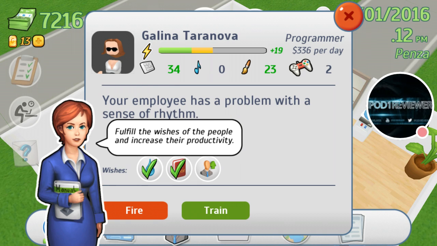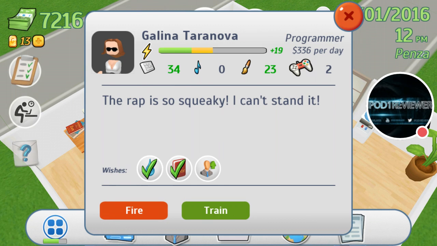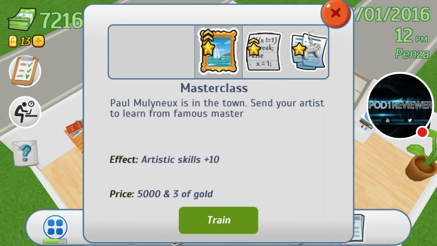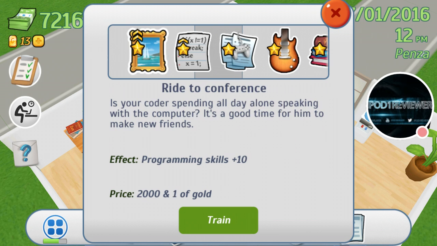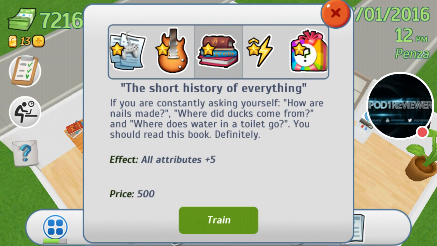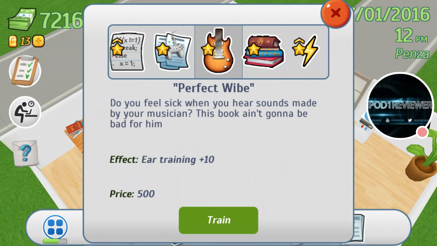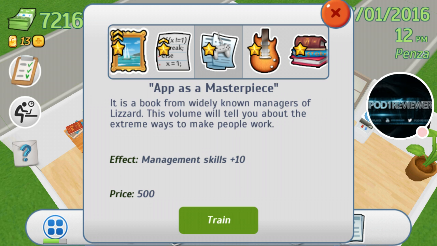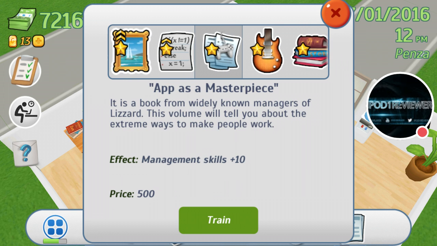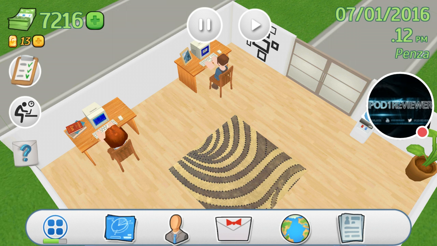Okay, what is this? Crud. So... the short history of everything. Do you feel sick when you hear sounds made by... okay. What is this? App as a Masterpiece. It's a book from widely known managers. This volume will tell you about the extreme ways to make people work. That's a management book. That should go to dude. That should go to him.